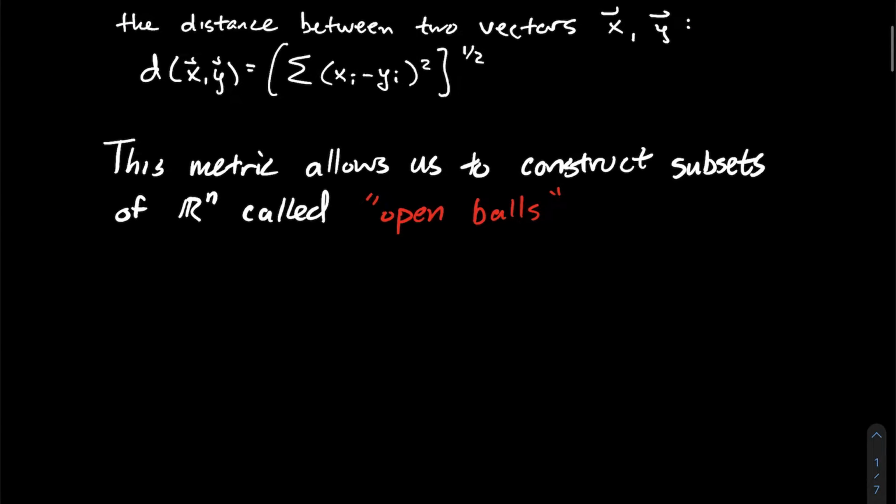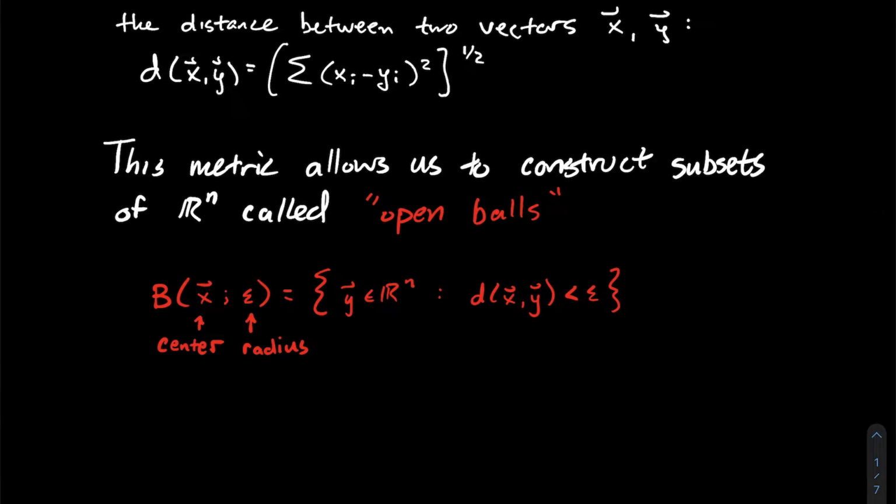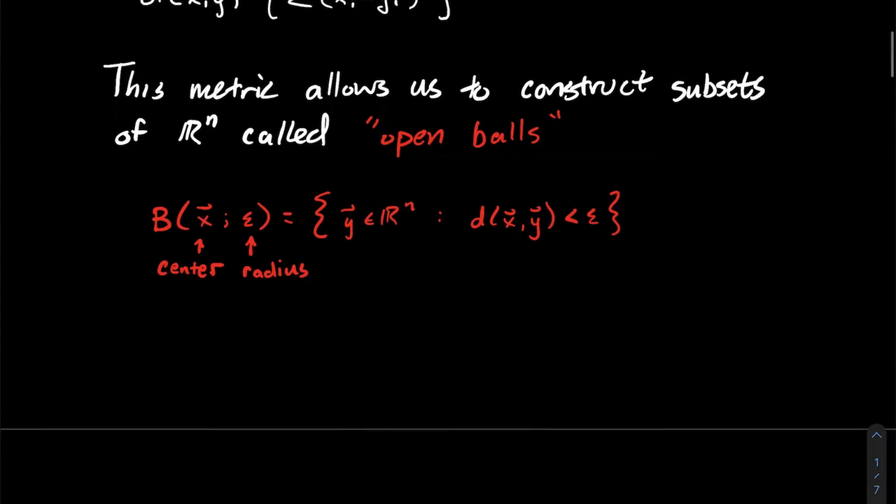Now, what does the metric do for us? It allows us to construct subsets of Rn that are called open balls. The notation that I'm going to use for an open ball is B with parentheses, and it has two inputs separated by a semicolon. The first input is the center of the ball, the vector x, and the second input is a radius, epsilon, a positive real number. The definition of the ball is all other points y in Rn whose distance from x is less than epsilon.